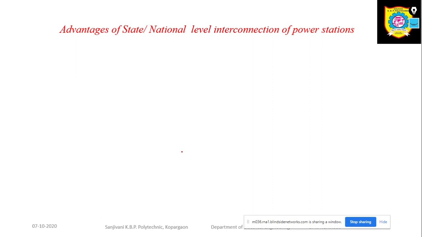Now, what are the advantages of interconnection of the power system? Now, what are the advantages of a state interconnected system or national interconnected system? First one is that it will reduce the overall installed capacity.